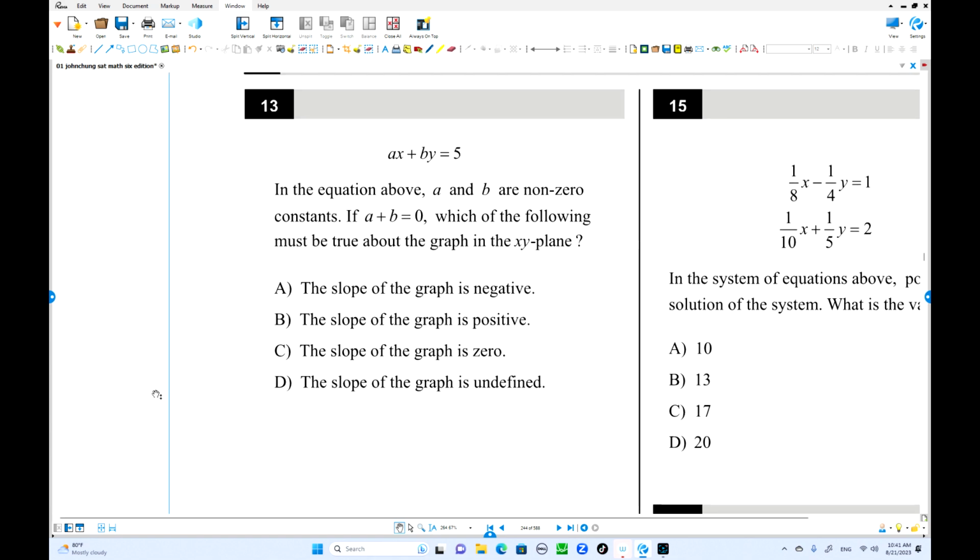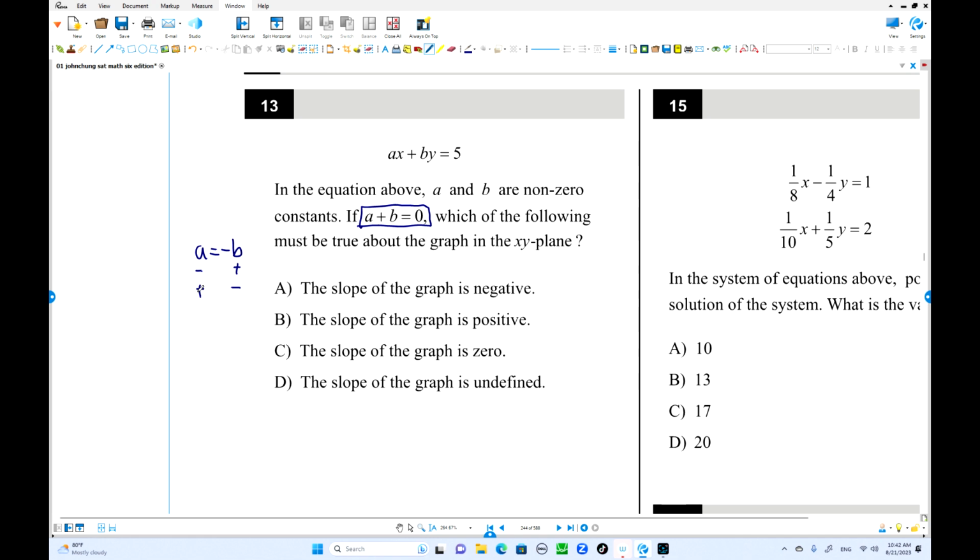Ax plus by equals 5, but this is a constraint over here. If a plus b equals 0, that means what? A equals negative b, right? If b is positive, a is negative. If b is negative, a is positive. Okay, that's all possible cases.